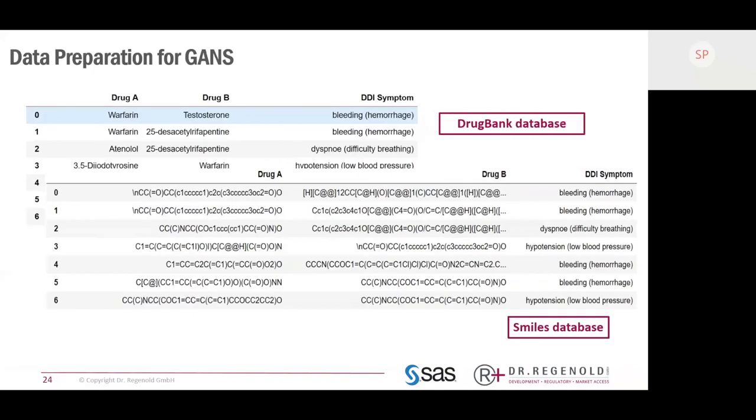The first step in the data gathering process is collecting drug-drug interaction pairs and the corresponding symptoms from the DrugBank database. The next step in the data gathering process is to find the SMILES format for each of the drugs in the drug pair. And this is how we prepared our data set.